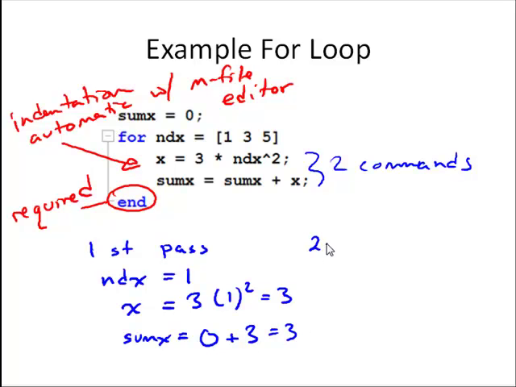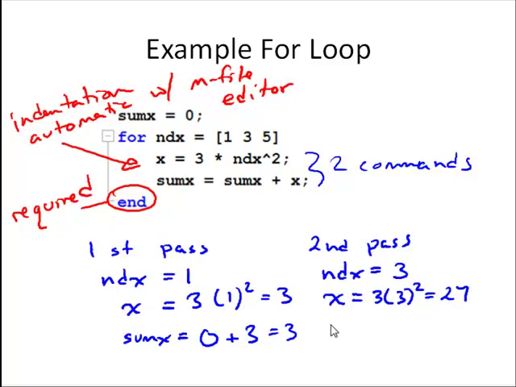Then our second pass, index is equal to the next element, which is 3. X is just a scalar, so we're going to overwrite the value of x, and it's going to get a new value. X is equal to 3 times 3 squared, which is equal to 27. And sum x, this next time through, its value is equal to 3. That's the value from the last time through. So sum x is equal to 3 plus this current value of x, which is 27. So that's equal to 30.